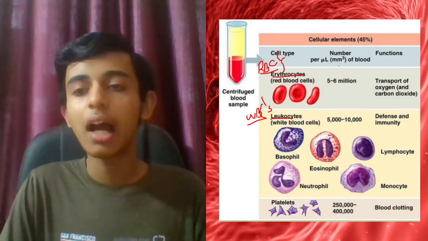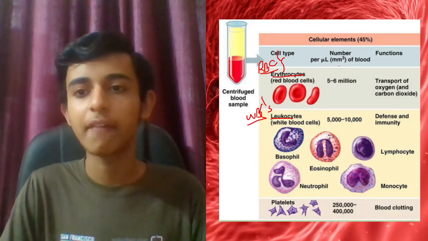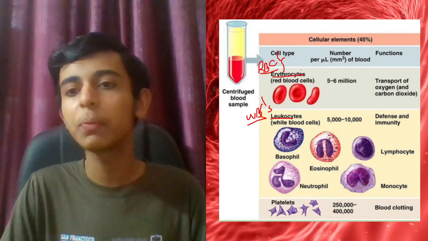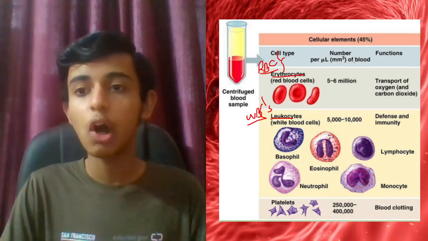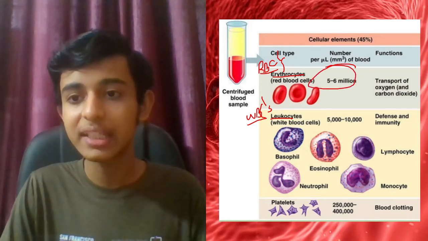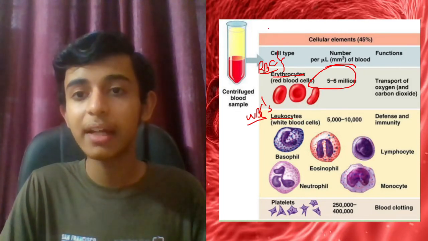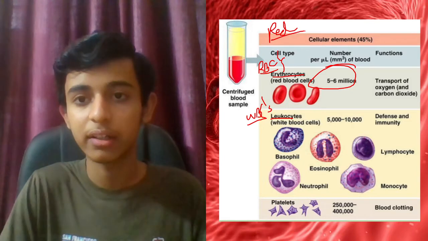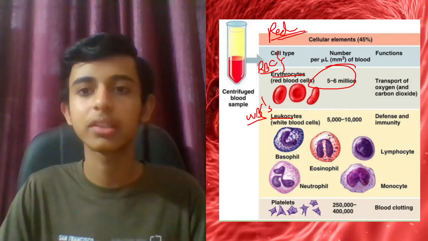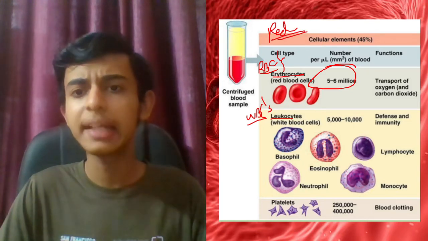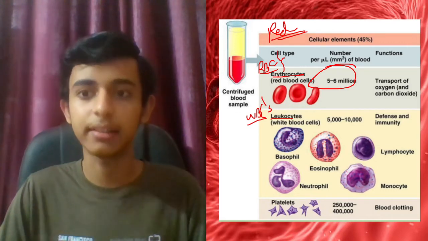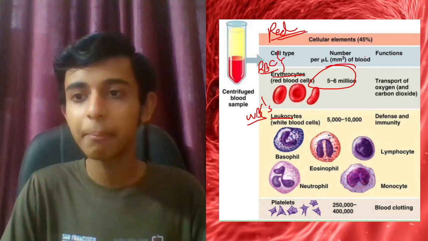First thing, how many red blood cells do we have? Per mm cube, or you can say microliter of blood, we have 5 to 6 million RBCs. And because of these RBCs only our blood gets a reddish color. Hemoglobin and oxygen, when they combine, give a deep red color. You should remember the number and the functions.